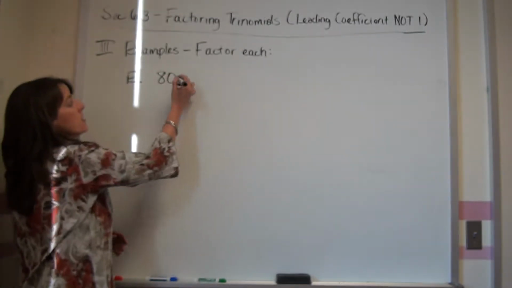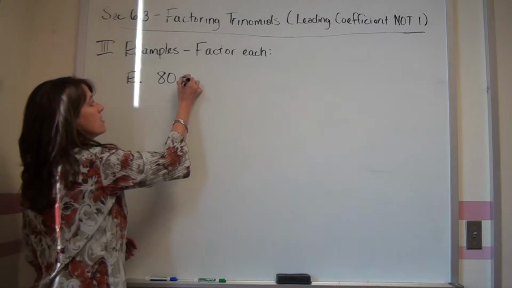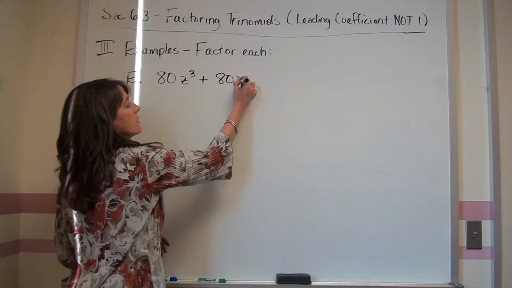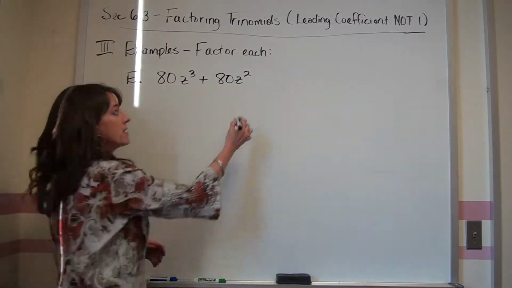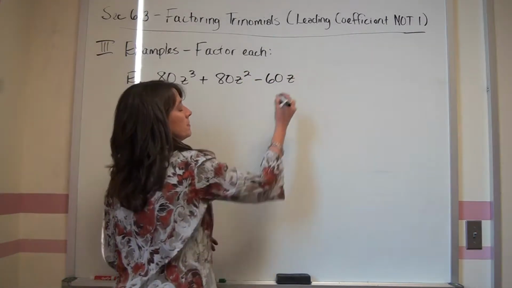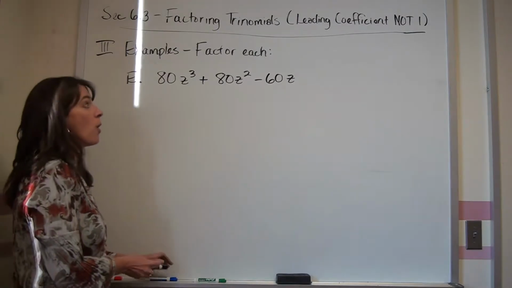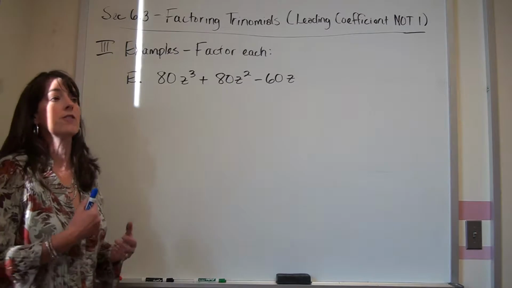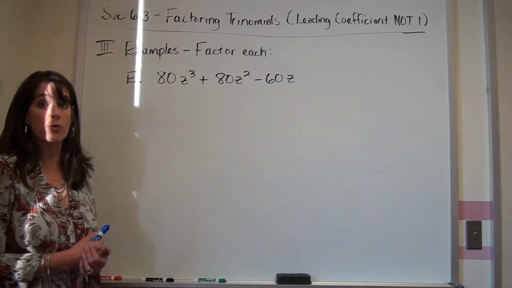So, we're going to, again, factor trinomials with the leading coefficient that's not a 1, but we're going to look at some extra examples of this where we have to do some common monomial factoring before we get started. So let's take a look at 80z to the third plus 80z squared minus 60z. Now remember, I taught you guys that you always look first to see if there's something common that you can divide out before you do anything else.